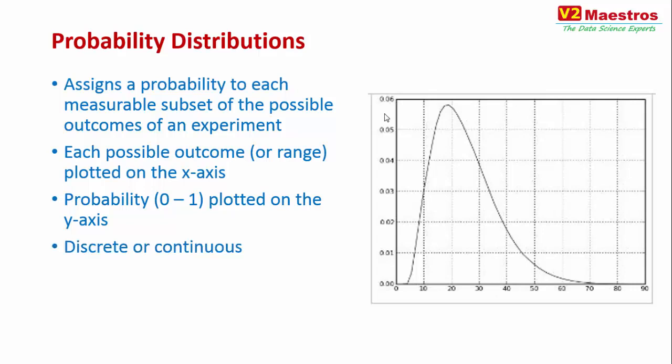You can have probability distributions that are either discrete or continuous. Discrete means they can be just bins, or you can use them to plot a continuous set of values and then plot a nice curve around them too. So you can do both in terms of probability distributions.